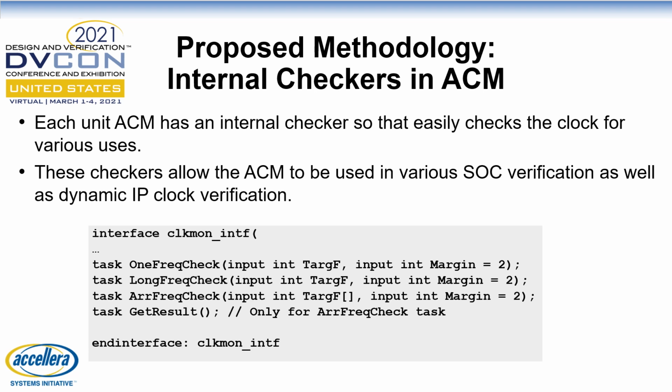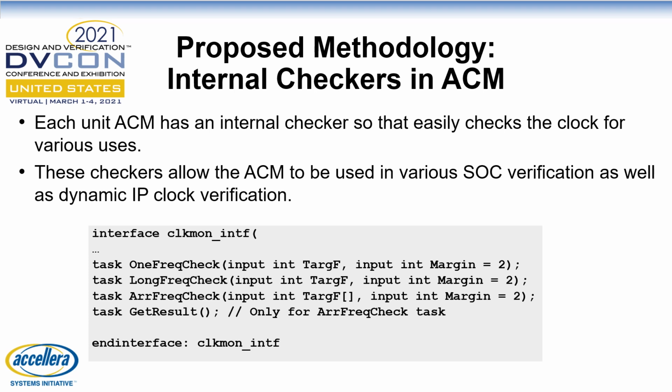Meanwhile, the wrong frequency check task checks whether the clock is maintained at the target frequency from the moment of the test call. It's useful when verifying a clock whose value should not be changed.